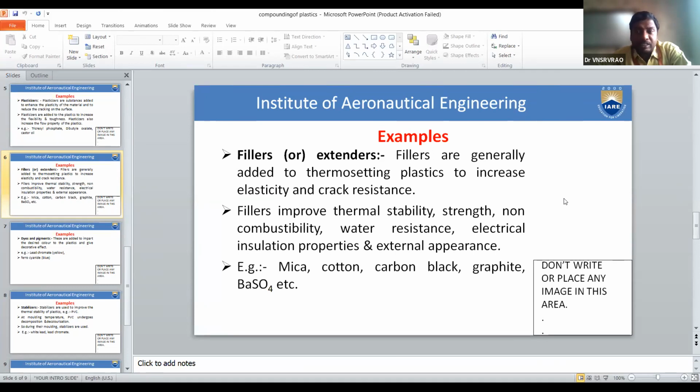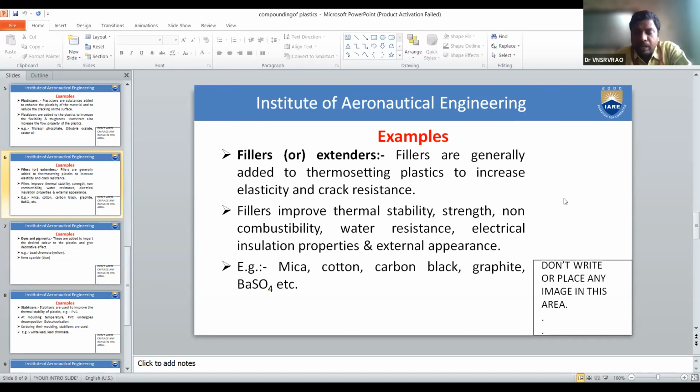So what is elasticity? Elasticity is nothing but the substance coming back to its original shape after removal of the applied stress or force. Okay?